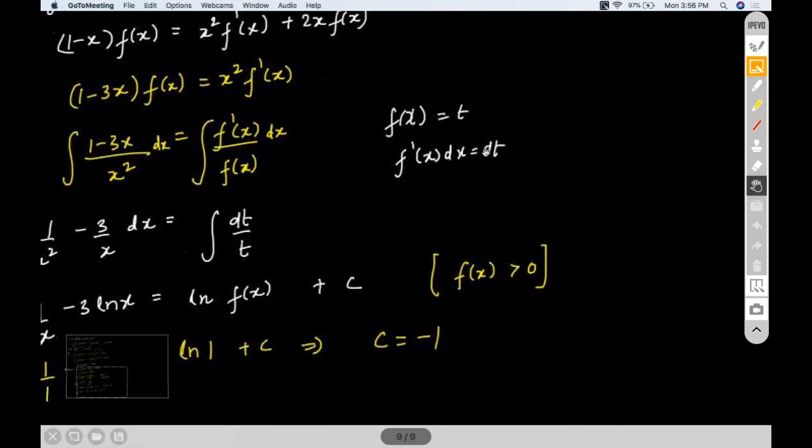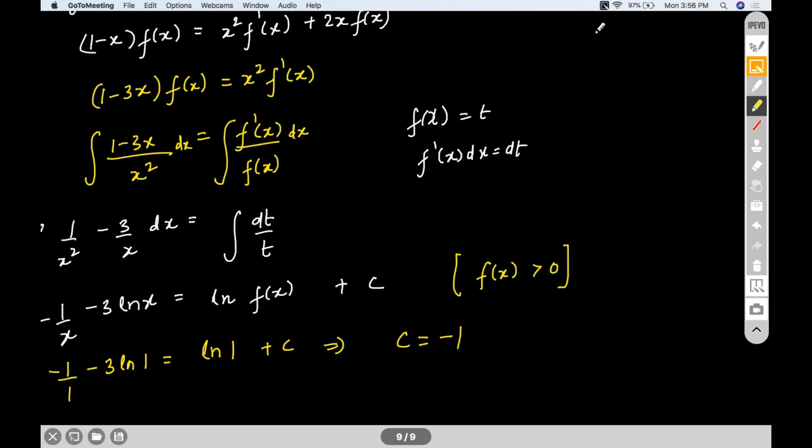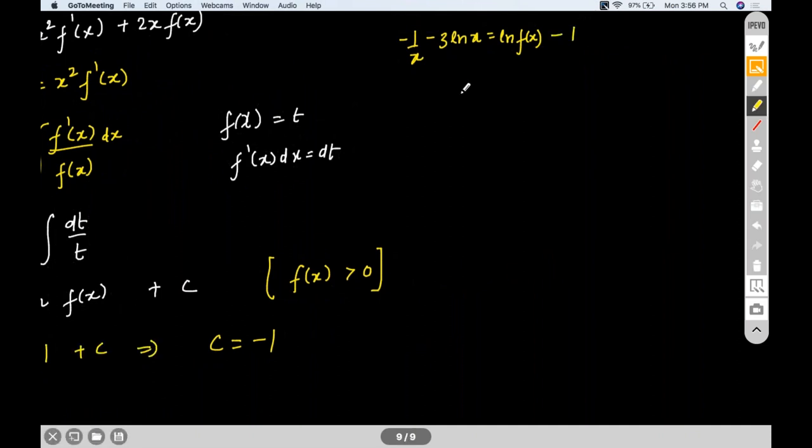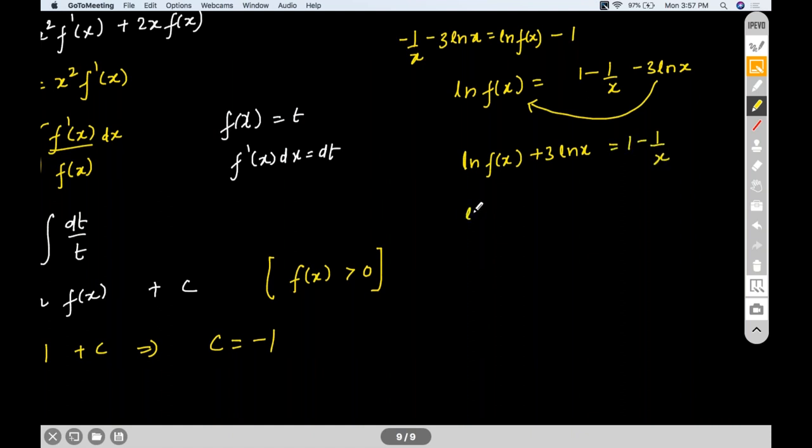So ultimately, let me rewrite this function here. Minus 1 by x minus 3 ln x is equal to ln of f of x minus 1. That means ln of f of x is nothing but 1 minus 1 by x minus 3 ln x. Let me bring the ln's together. So ln f of x plus 3 ln x is equal to 1 minus 1 by x. And we all know that this is going to be f of x into x cube, correct? Because 3 ln x is nothing but ln of x cube, and ln a plus ln b is ln ab. So I've skipped a step in between, but hope you are able to understand this.